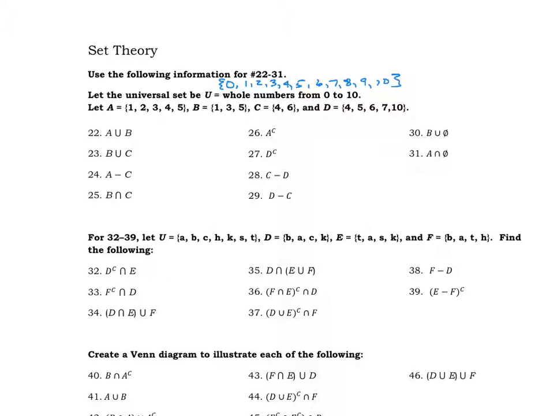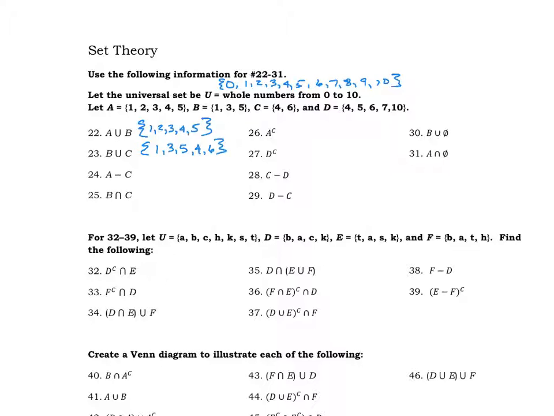So union of sets A and B, I will list those elements. So I'm going to list 1, 2, 3, 4, and 5. Now you'll notice that B has 1, 3, and 5 already, so it's not necessary for me to list those again. 23 is B union C, so I'm going to list 1, 3, and 5 because those are elements of set B. C has 4 and 6.